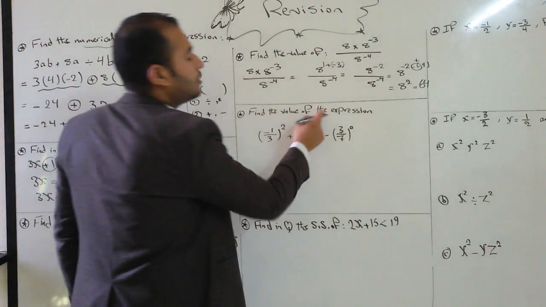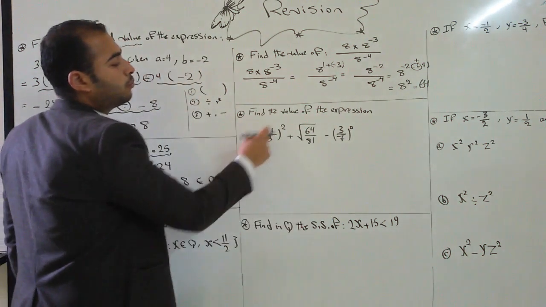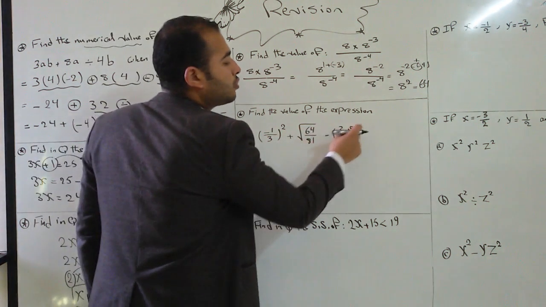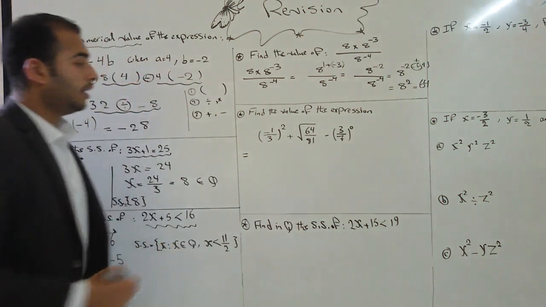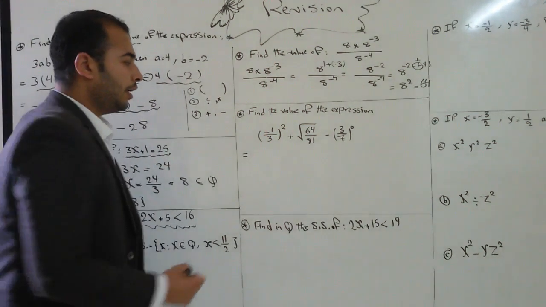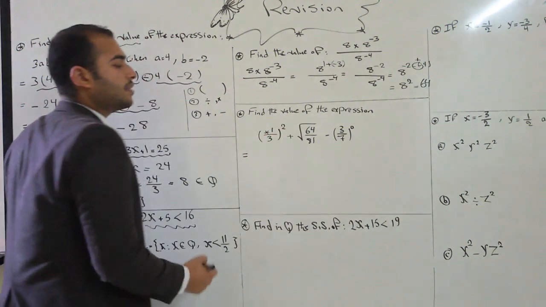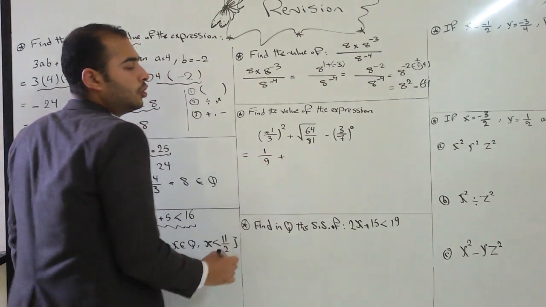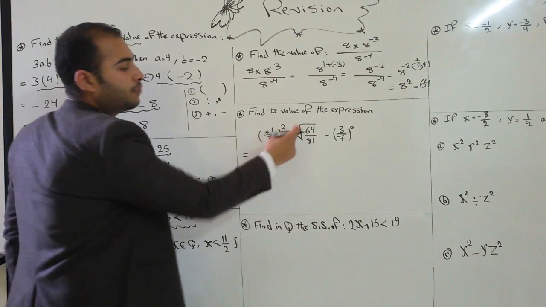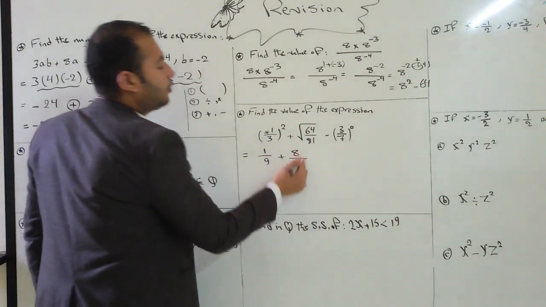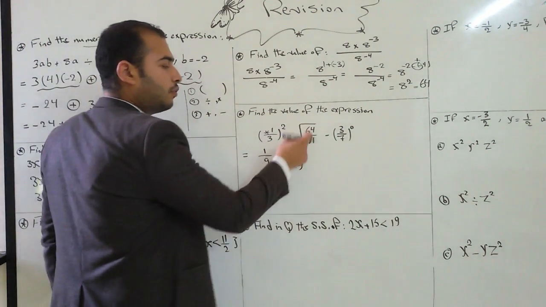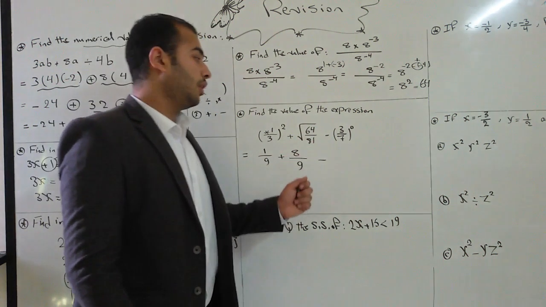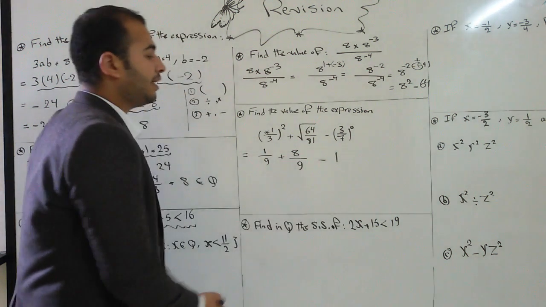Find the value of the expression: negative 1 over 3, all to the power 2, plus the square root of 64 over 81, minus 3 over 7, all to the power 0. Negative 1 over 3 to the power 2: the power is even, so cancel the negative sign. 1 squared is 1, 3 squared equals 9, plus the square root of 64 over 81. The square root of 64 is 8 and of 81 is 9. So the square root of 64 over 81 equals 8 over 9, minus 3 over 7 all to the power 0, which equals 1. Yes, any number to the power 0 equals 1 except 0.